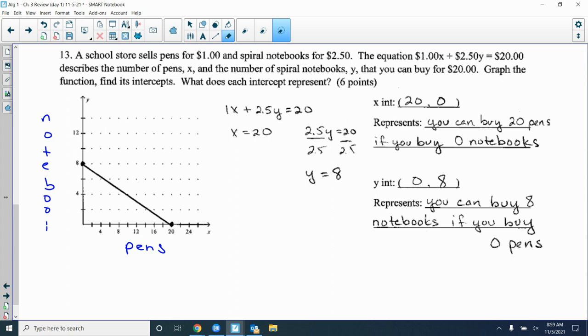Get out a separate sheet of paper. What's your question?